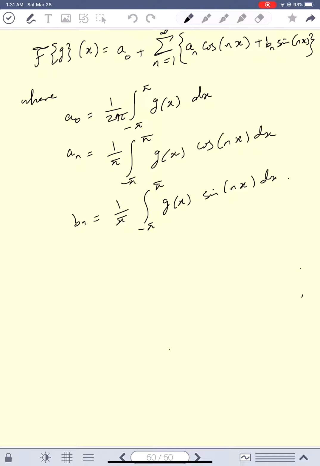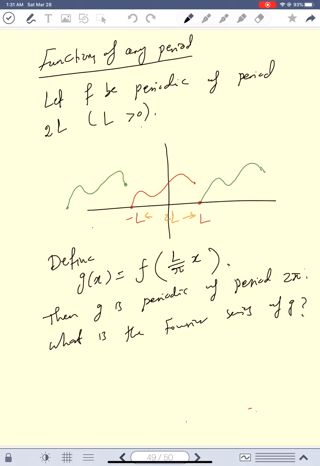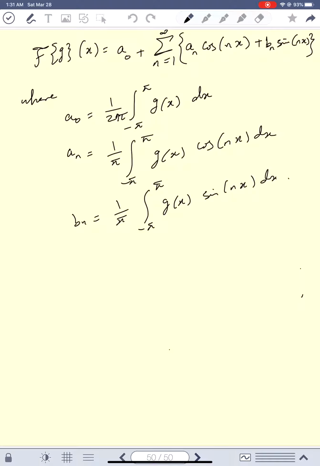Okay. So we found the Fourier series of g, but that's not what we want, right? Because my original function is f. I'm looking for the Fourier series of the function f. But as an intermediate step, we constructed a new function called g. G has properties that we are familiar with, period is 2 pi, everything we know about it. So now, once we have this for g, now we move to f.